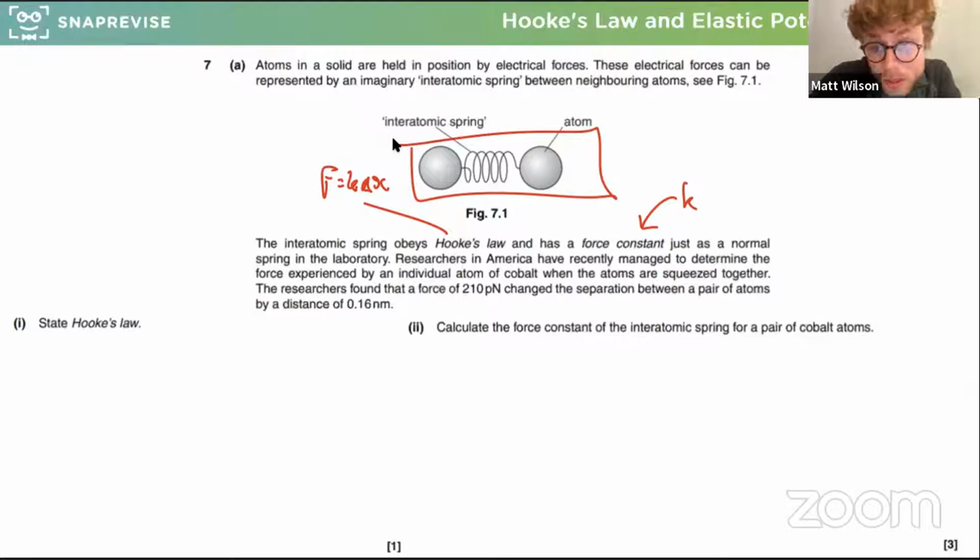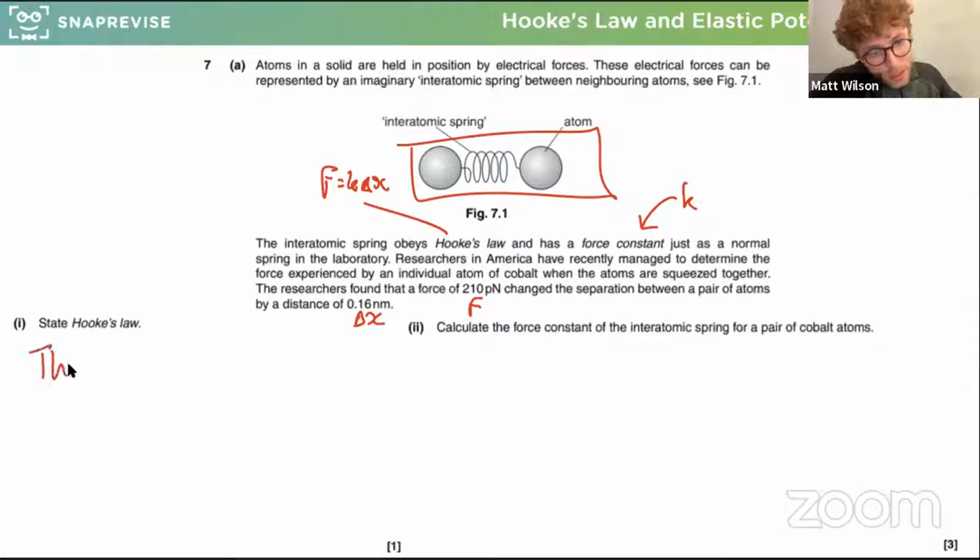Researchers in America recently managed to determine the force experienced by an individual atom of cobalt when the atoms are squeezed together. The researchers found that a force of 210 piconewtons, that's a force, let's give it an F, changed the separation between a pair of atoms by a distance of so much. That's a change in length, that's got to be delta X. Okay, the first bit of the question asks us to state Hooke's law. We've already done that, so I'll go ahead and just write it down again.